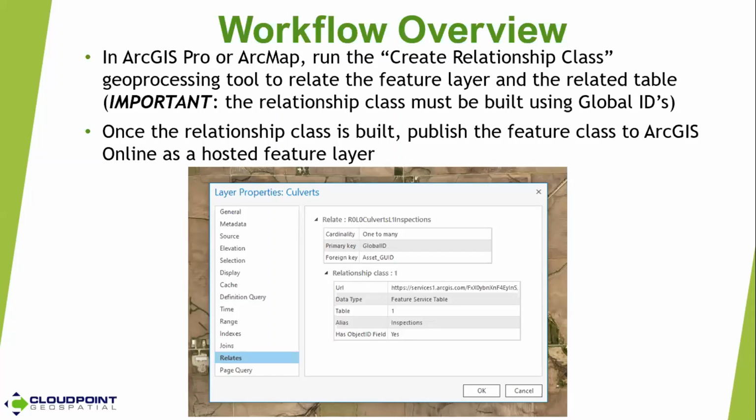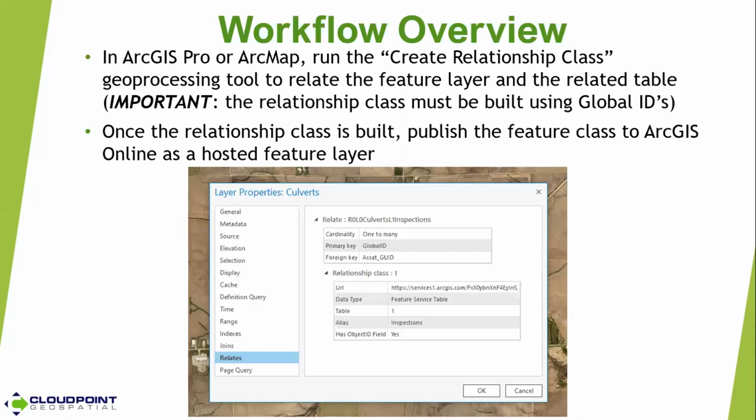So we're going to take our culverts feature layer, and we're going to create a relationship class between that feature layer and a related table. Now that related table for us in our example is going to be for submitted inspections. You can of course have different scenarios of this, but in our case, our feature layer is going to be culverts, and the related table is going to house all those inspection records submitted through Survey123 on our culverts.